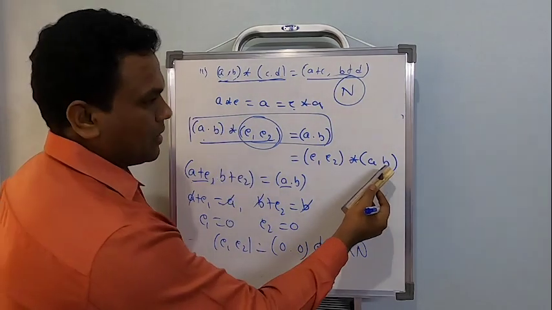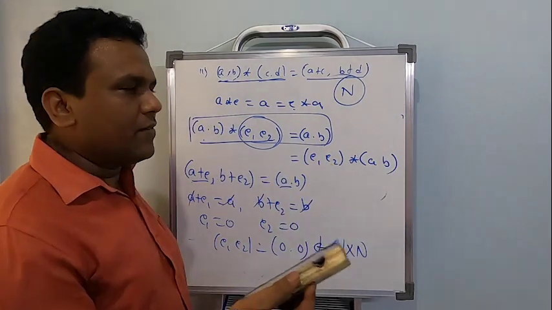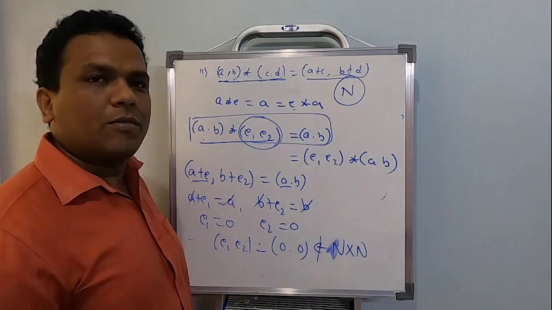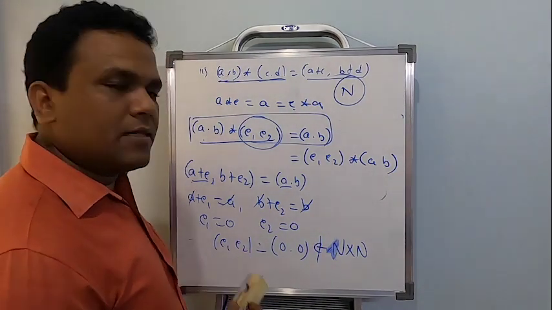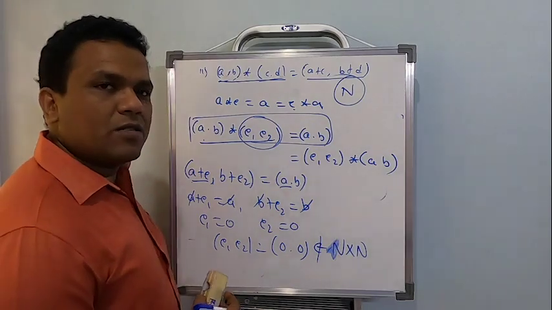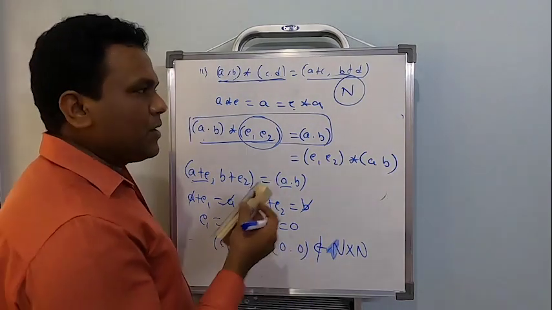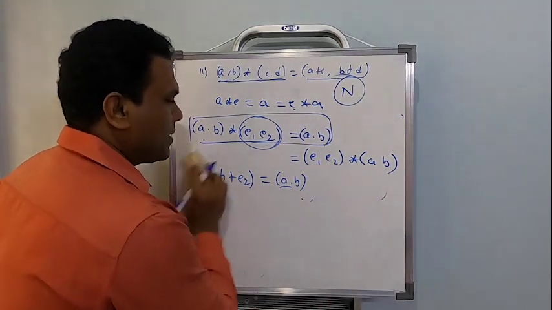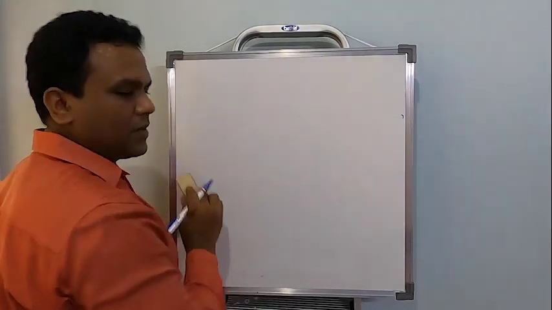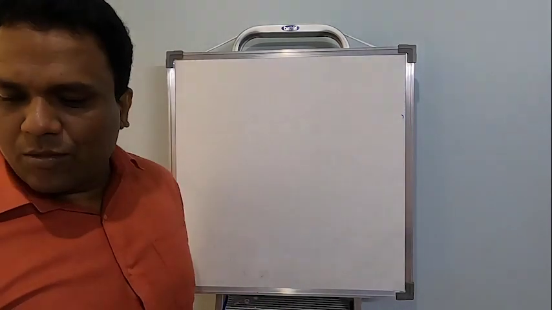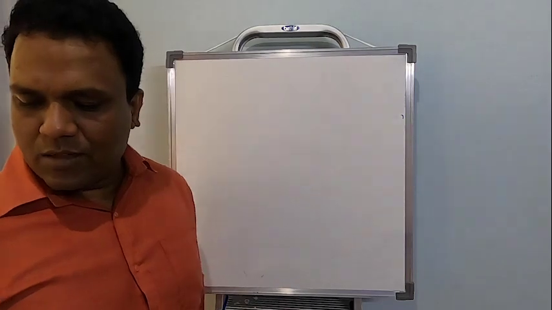So, sir, you'll be worrying, if I do this, will I get a different result? Definitely not. You're still going to get (0, 0) only. So in any case, it's (0, 0), but (0, 0) is not a natural number. So hence identity element does not exist. So that's about the 11th problem. Now let's move on to the next.